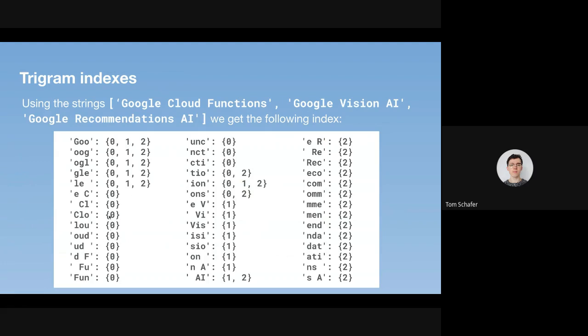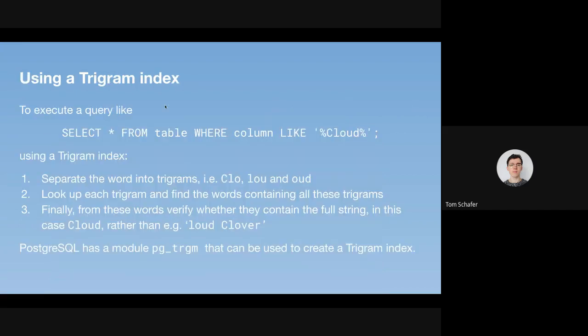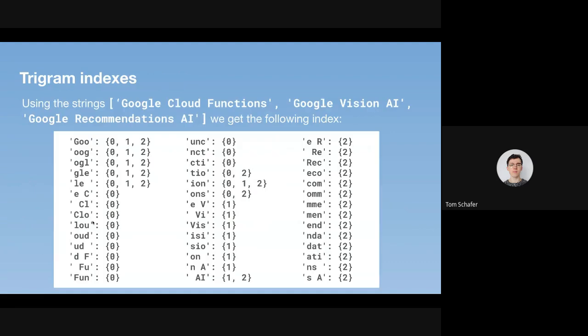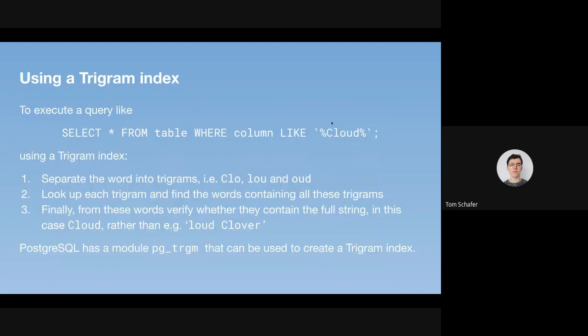So the only word containing all of those trigrams is the 0th string, this one here. But we also need to check that just because it contains the trigrams, does it contain the entire word, sorry. And so this string, Cloud Clover, would contain all of these trigrams as one example. And obviously this 0th string does, Google Cloud Functions. So we know that, and then we could return that.